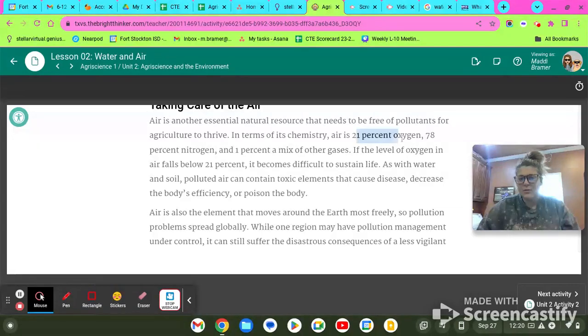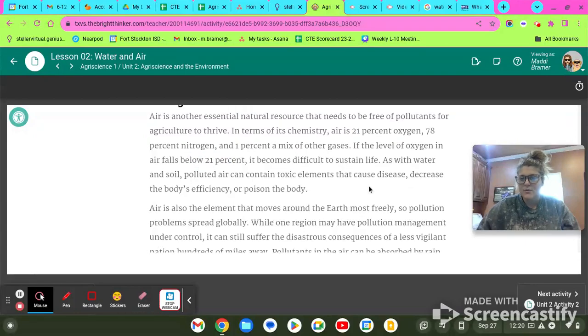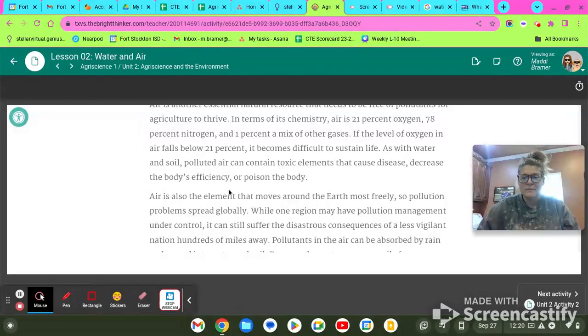So air is 21% oxygen, 78% nitrogen, and a 1% mix of other gases. If oxygen falls below 21%, we can't really live. So that's why it's really important we maintain those levels.